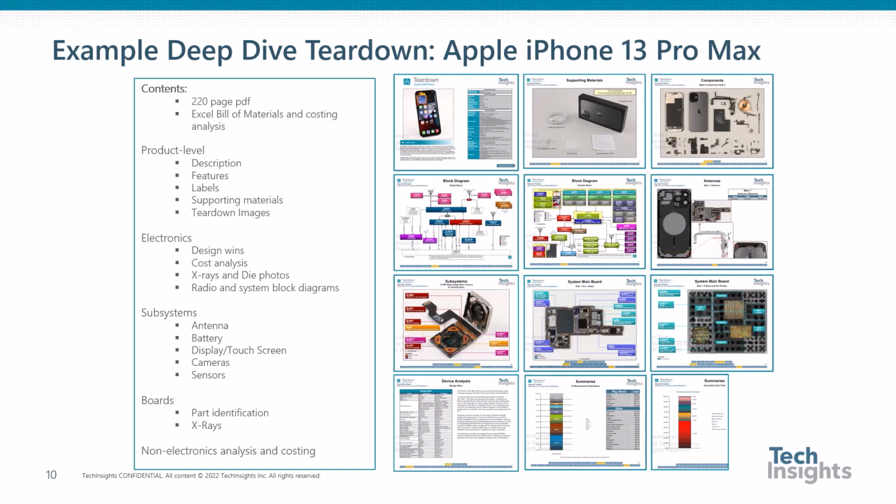This slide shows a number of pictures from the deep dive teardown report for the iPhone 13 Pro Max. It's a 220-page PDF. It contains the usual high-level description of the product, as well as teardown images of the phone itself. You get images of all the PCBs and subsystems, as well as x-rays and die photos of the significant components and die within the phone. We also recreate the system level and RF block diagrams. A bill of materials and the costing analysis of the bill of materials is also provided.